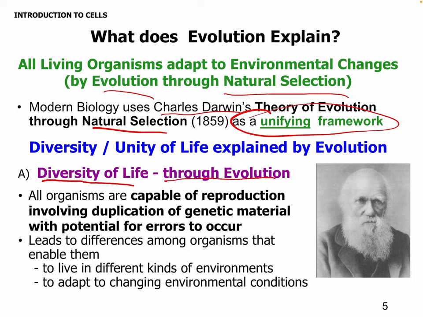So all organisms are capable of reproduction, involving duplication of genetic material with potential for errors to occur. This leads to differences among organisms that enable them to live in different kinds of environments and to adapt to changing environmental conditions. So, just for example, these mutations aren't always bad. If we have a mutation, let's say for example, a polar bear, now they have white fur. That makes them better hunters. So the ones with white fur survived more, and therefore that gene pool proliferated, again through natural selection.